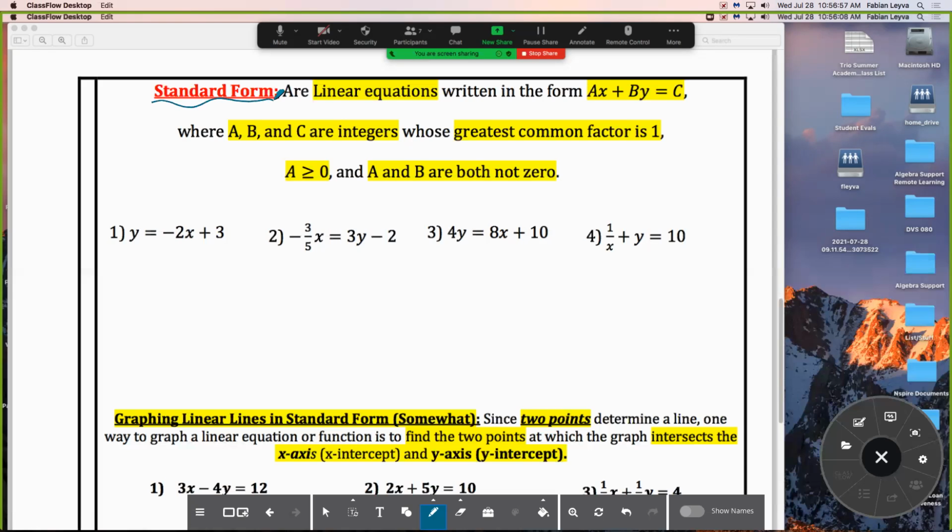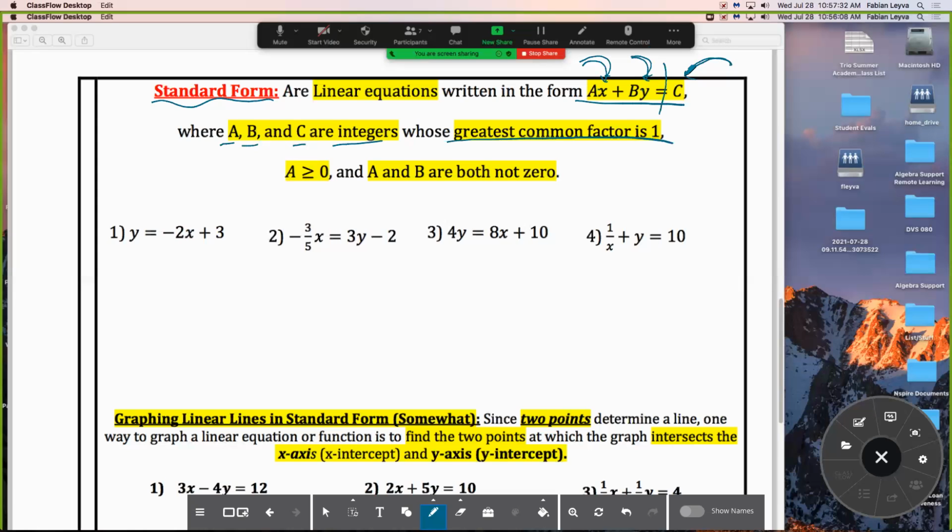Now, standard form are just linear equations written in the form ax plus by equals c. Now, the main thing that I want you to pull out from this statement is notice that your x and y are on the same side of the equation and everything else is on the other side, aka your constants. And notice that you still can be multiplying that x by a value, you still can be multiplying that y. But moral of the story, you're in standard form, your x and y are on one side and your constant is on the other. Now, keep in mind that your a, b, and c are integers whose greatest common factor is 1. So what does that mean for you?